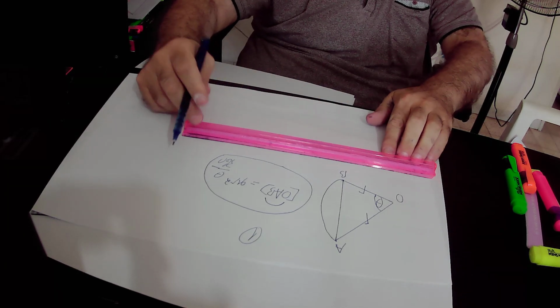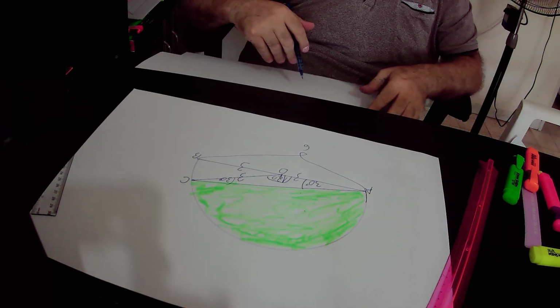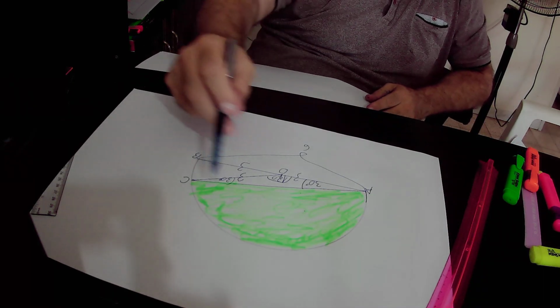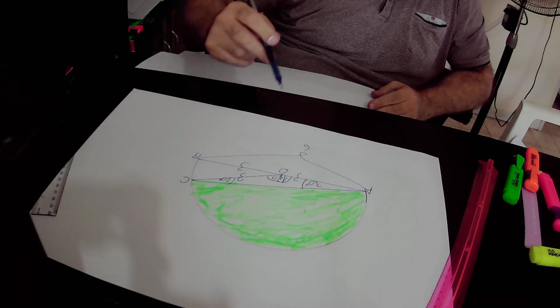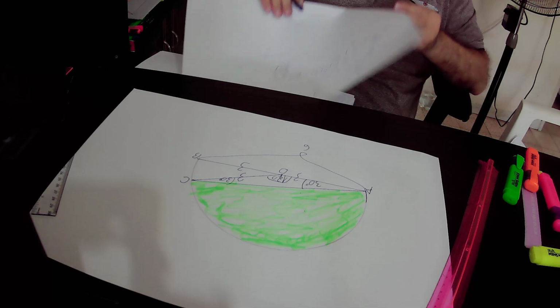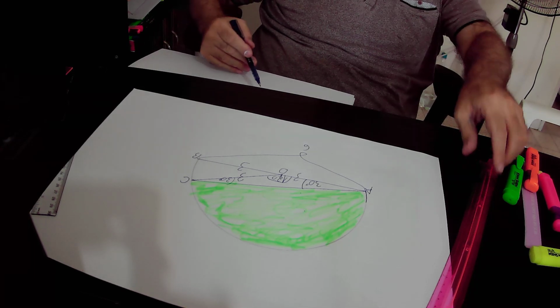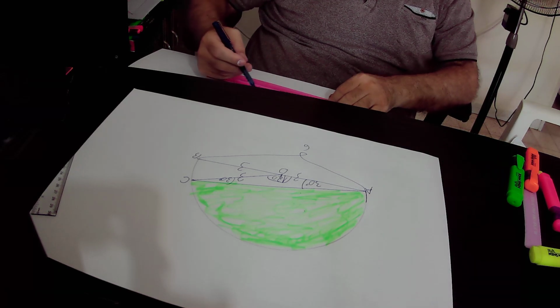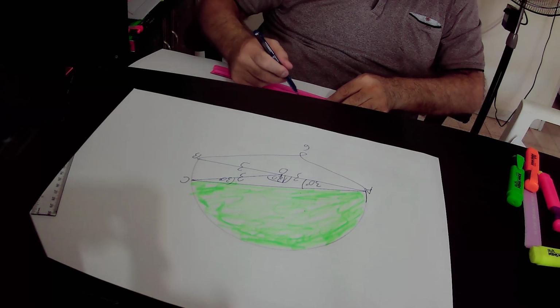We'll implement the new formula in order to find out the area of this sector, sector AOC. The area of this sector, sector AOC. Okay, so I'll copy sector AOC onto a new page, and we will implement the new formula in order to find out the area of this sector, sector AOC.